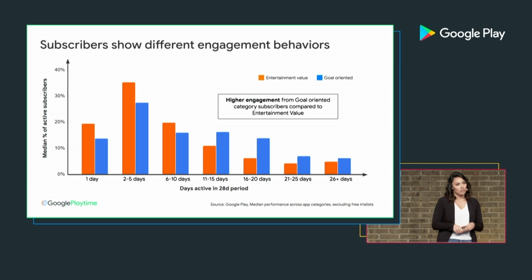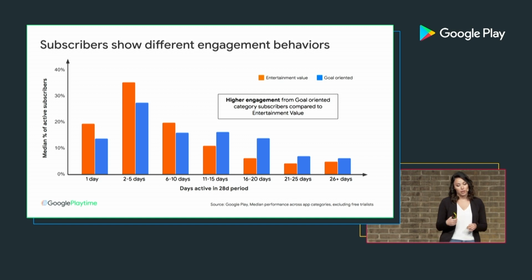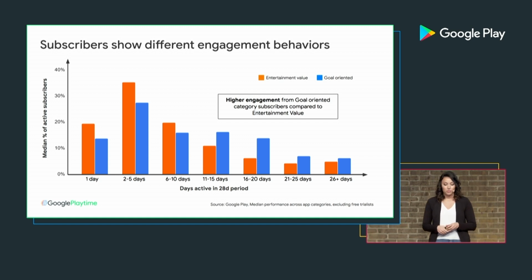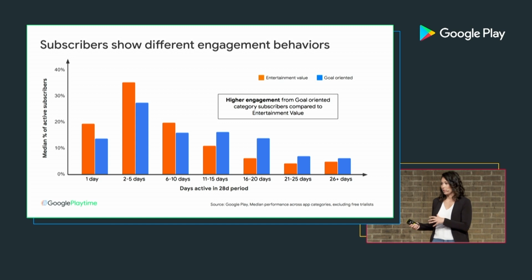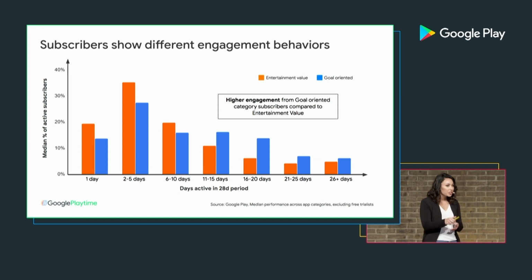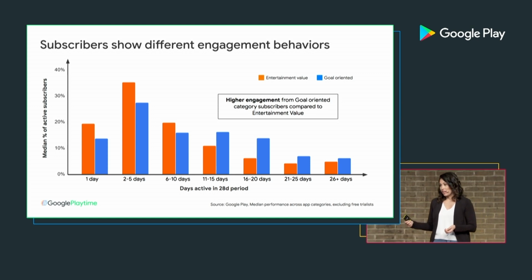So what we're looking at here, again, is the median percentage of active subscribers in a 28-day period bucketed into the number of days that they were active. And the first thing that we notice is we see 50% of active subscribers logging in 6 or more days across both category groupings, which is much higher than what we saw previously. But what really stood out to me here was the different shapes that we actually see across the groupings. We see more frequent usage from subscribers in goal-oriented categories. It's very right-skewed, which is different than the infrequent usage we showed previously. So we see even more engagement in goal-oriented category subscribers, even compared to the entertainment value.